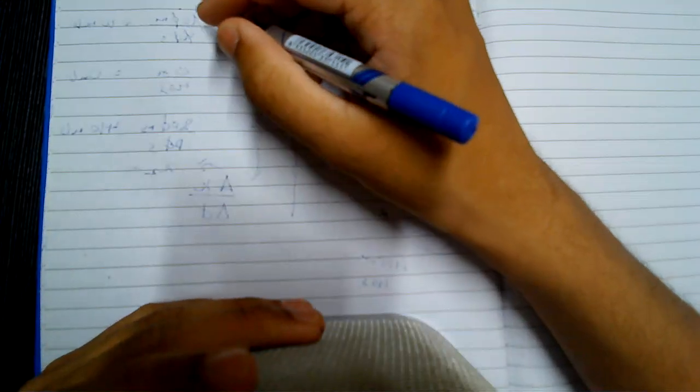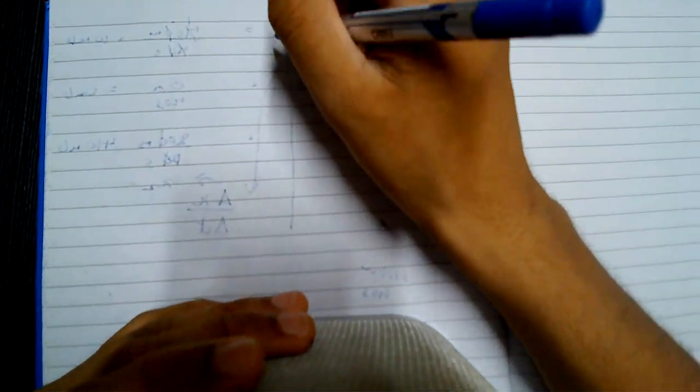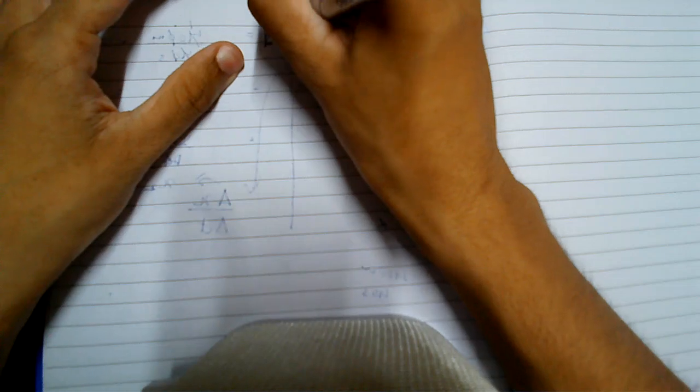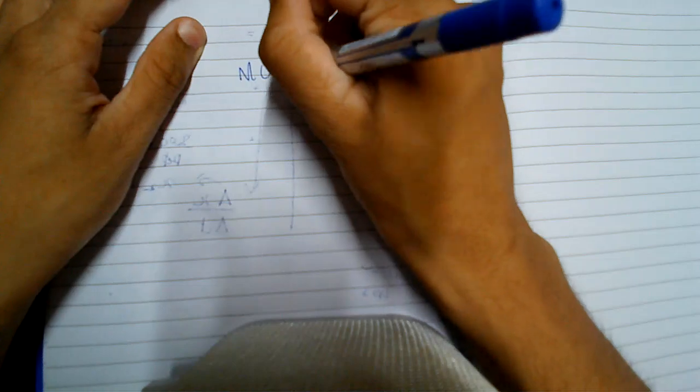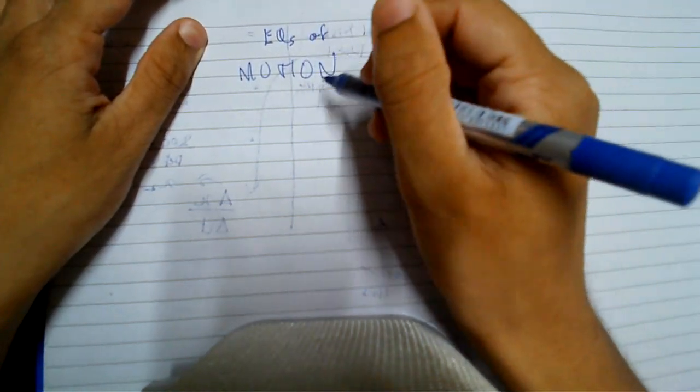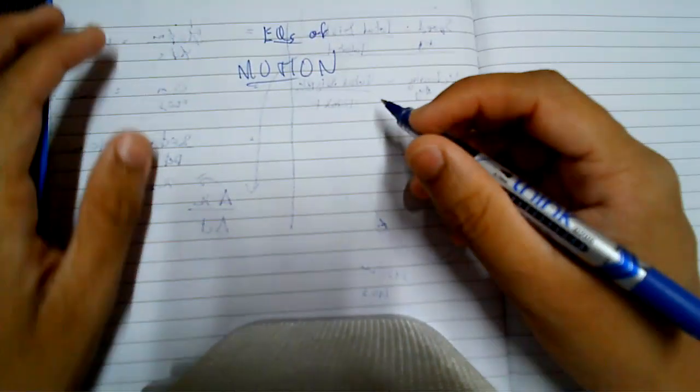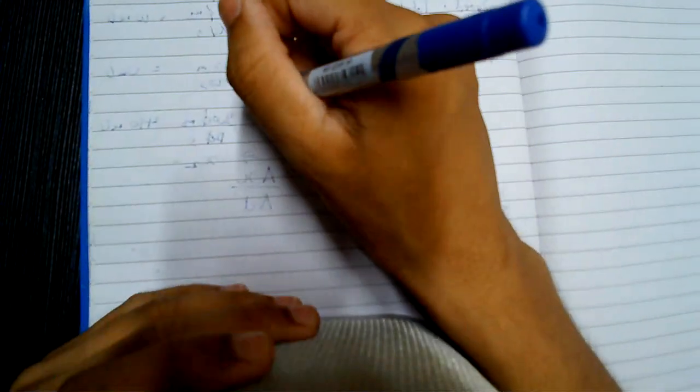All right, now I'm gonna show you guys how the equations of motion came into existence. So, what are the equations of motion? Let's just write that down first, right? So the equations of motion. All right, so we got the first one.